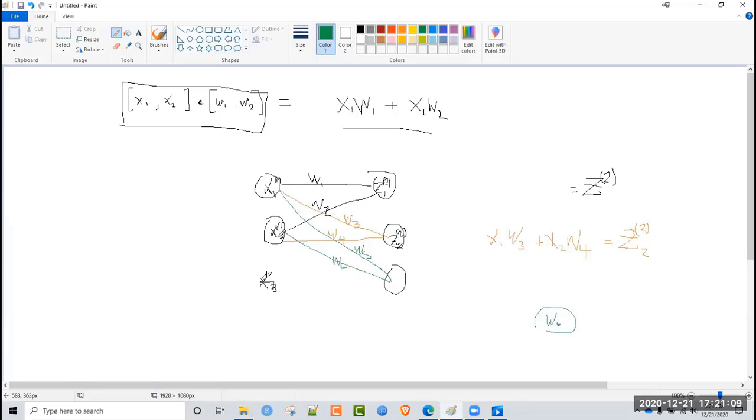Like W6 connects X2 to Z3, but you wouldn't really know that just from if I wrote W6. So I should come up with some better way to label these than just 1, 2, 3, 4, 5, 6. So what's another way to give these labels? Instead of W1, W2, W3, W4, W5, W6, what's another way? So I could call this one W6. Instead of using W6, I could do it this way.